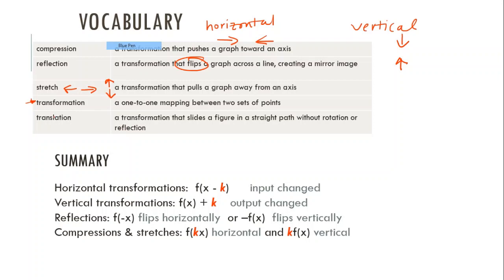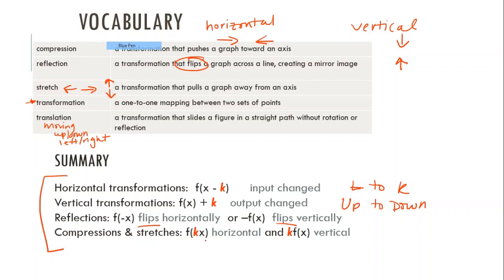So this is just like moving up, down, left, right. That's our translation. And these are all of the rules that we looked at. So we have our horizontal translations, that's when we're moving left to right. Vertical is up or down. And then reflections, we're flipping horizontally or vertically. And then compressions and stretches can happen both horizontally and vertically.